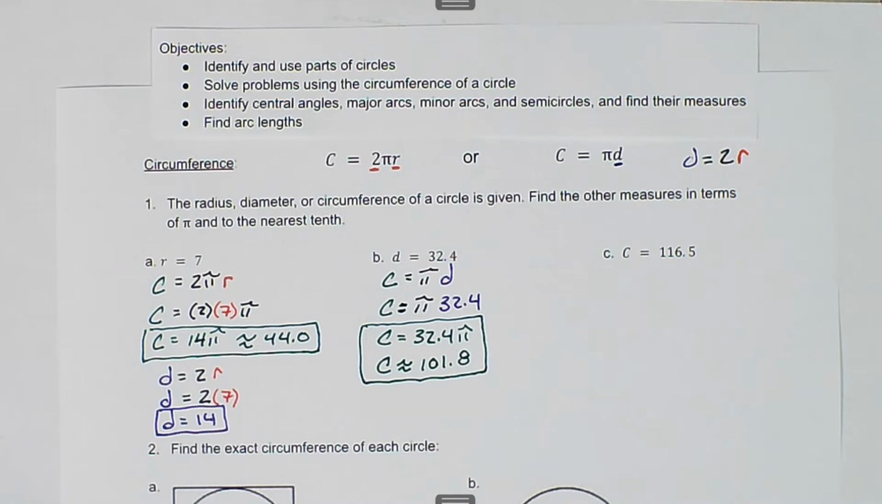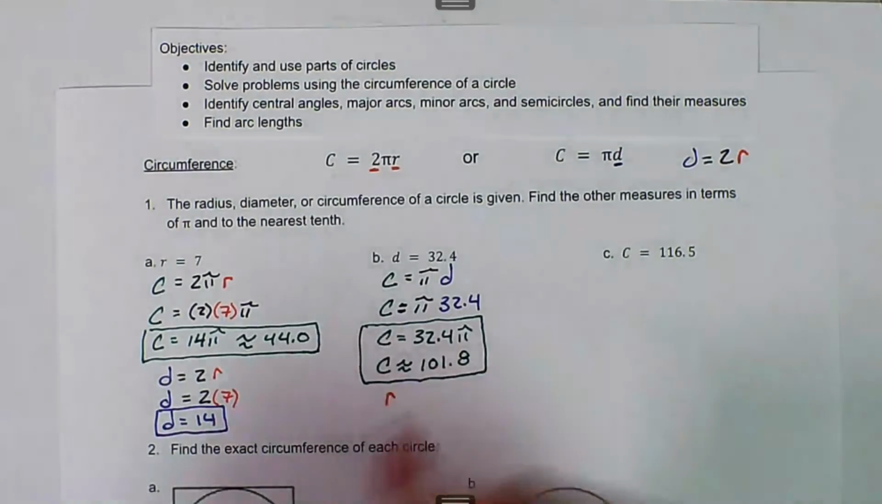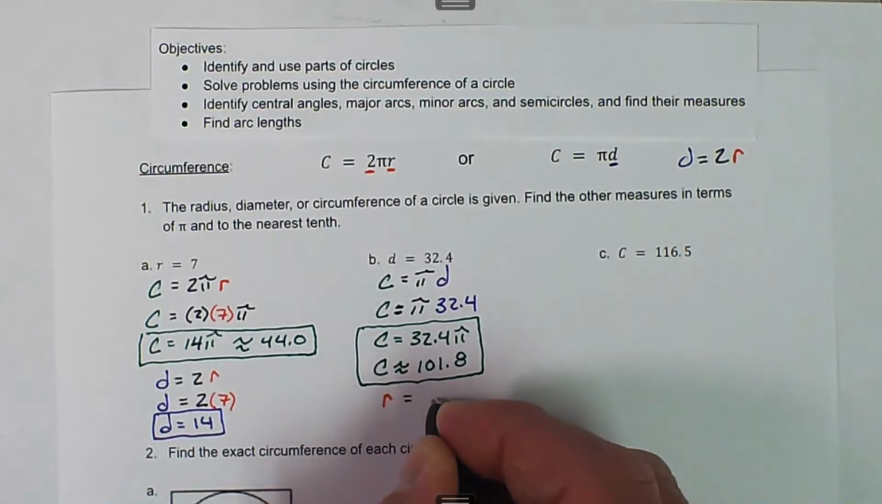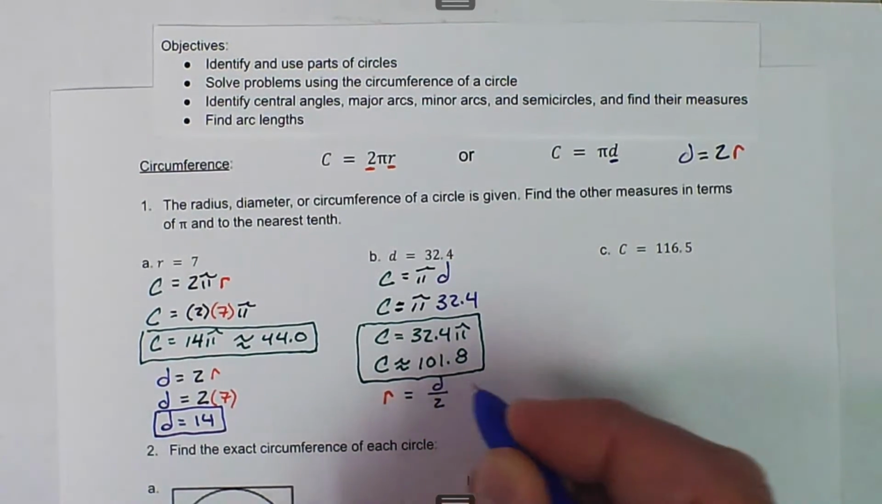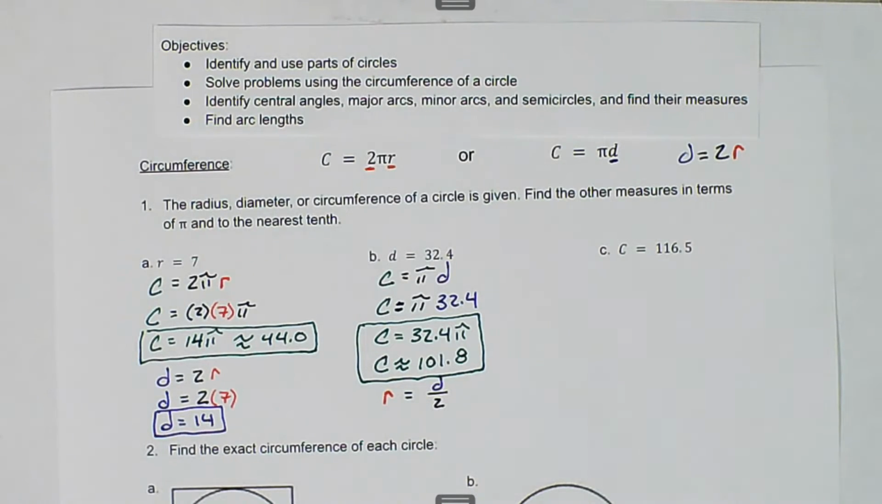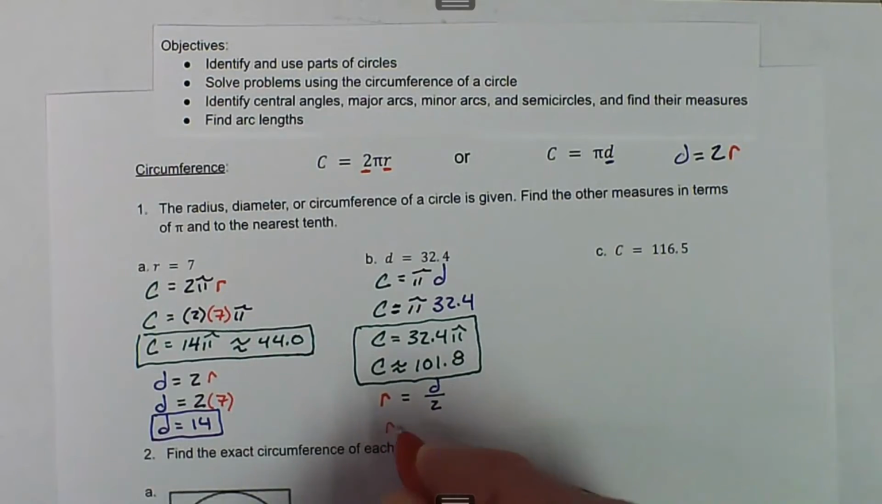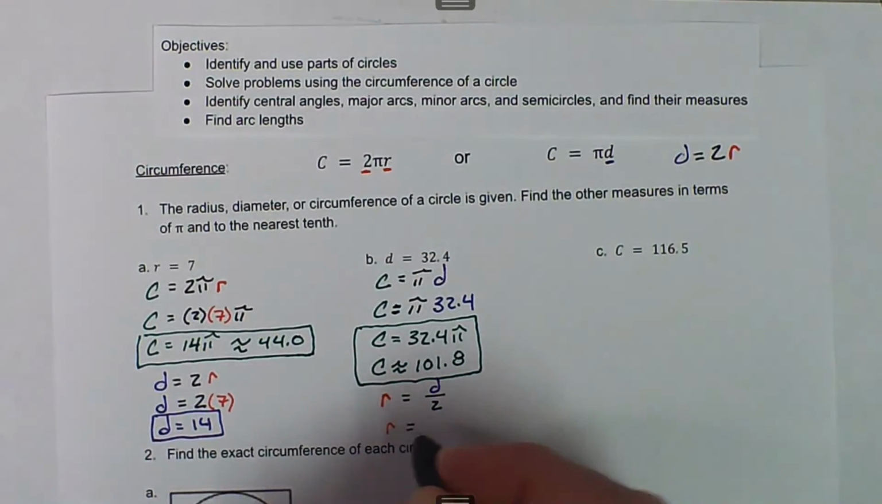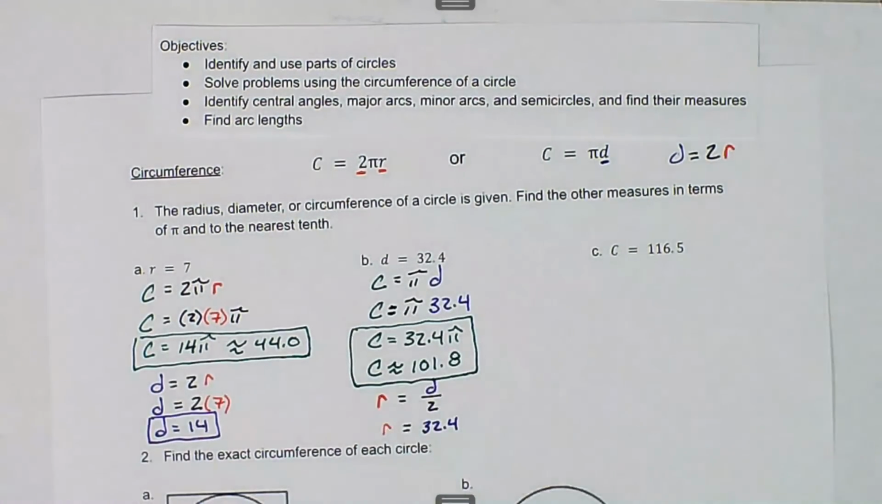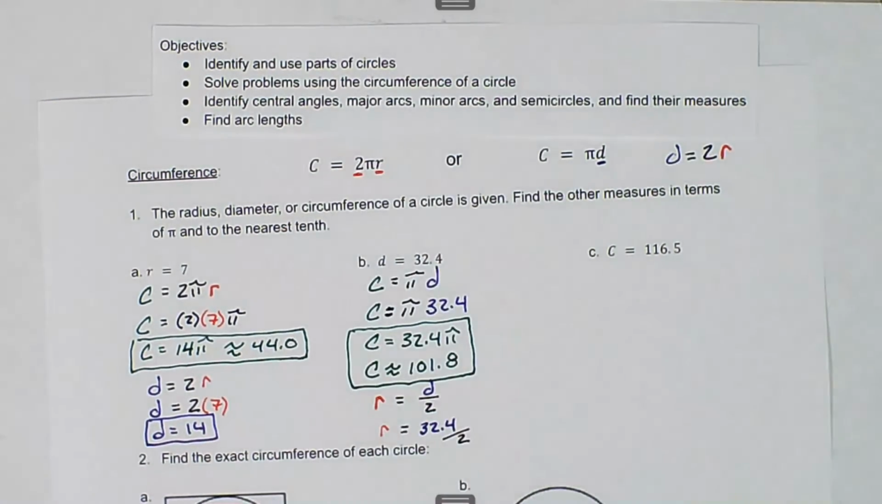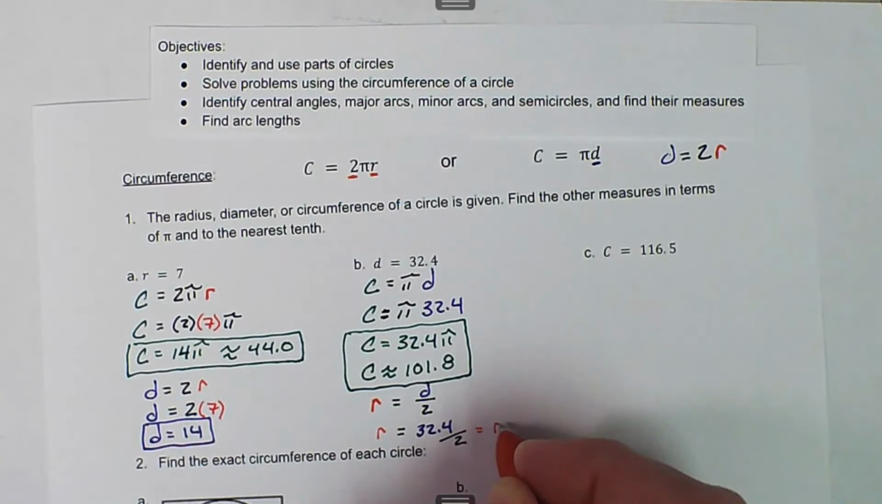Next we have to calculate the radius. And we know that radius is equal to the diameter divided by 2. So radius is equal to the diameter divided by 2. So radius is equal to 32.4 divided by 2. So our radius is equal to 16.2.